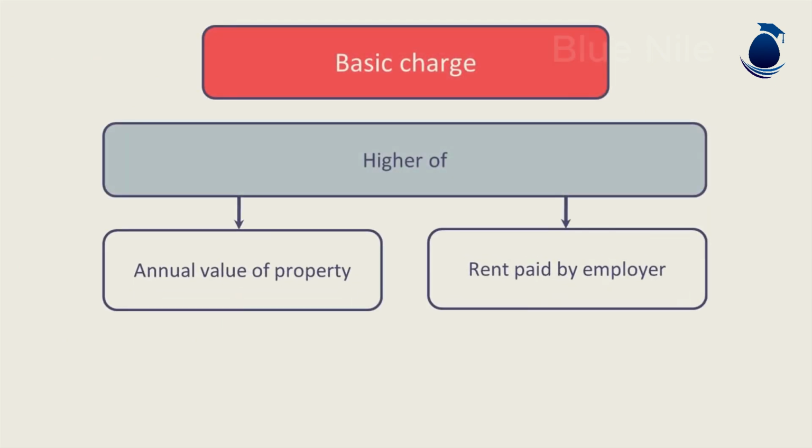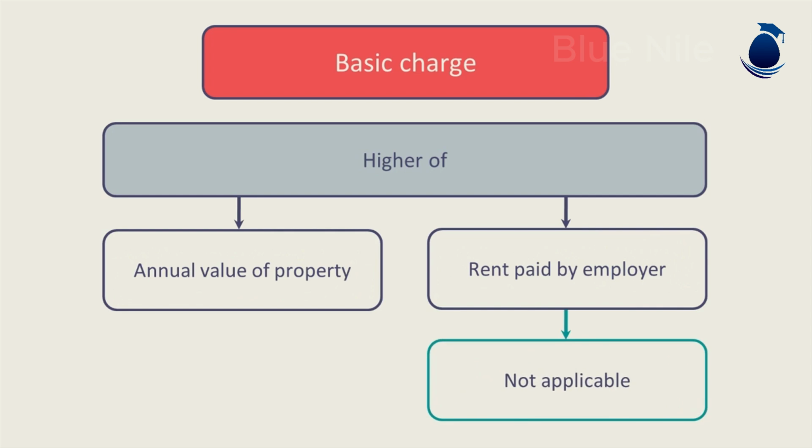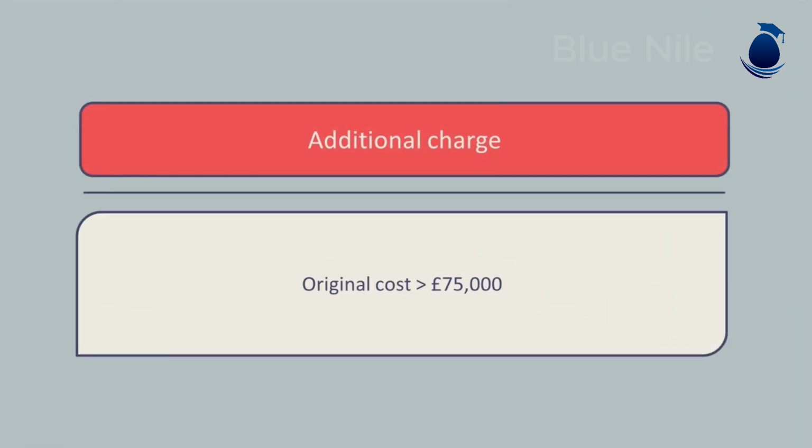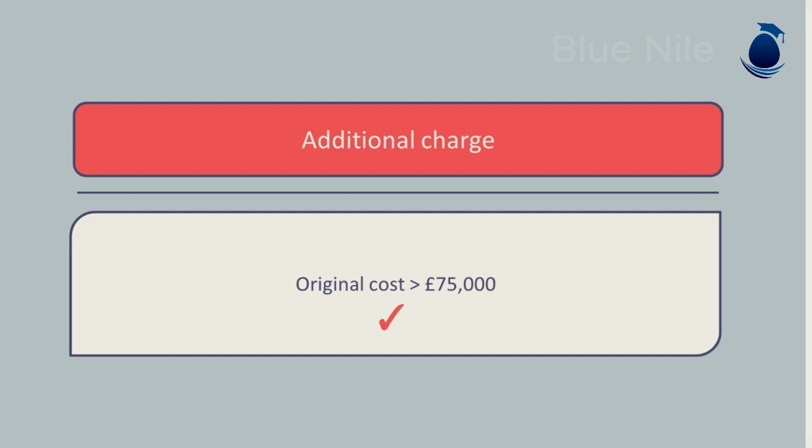Following the pro forma, we start with the basic charge. As Brad's employer owns the house, there's no rent paid, so the basic charge will be the £4,500 annual value of the house. We then need to consider whether a further charge applies. The employer did indeed pay more than £75,000 when they first purchased the house. They actually paid $105,000, so we do need to calculate a further charge.